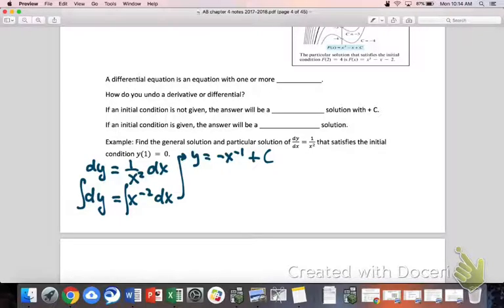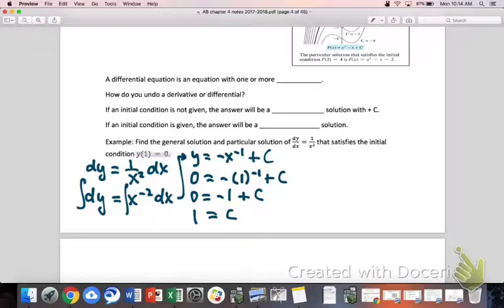Okay, what follows next is a little bit new. It does say in this one we're supposed to find the particular solution as well with the initial condition y of 1 equals 0. What that notation right there means is that when x is 1, y is 0. When x is 1, y is 0. So I'd plug in accordingly, y is 0 when x is 1. So the opposite of 1 to the negative 1 is just negative 1. And so c is equal to 1.